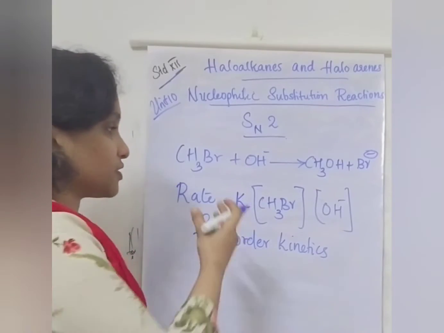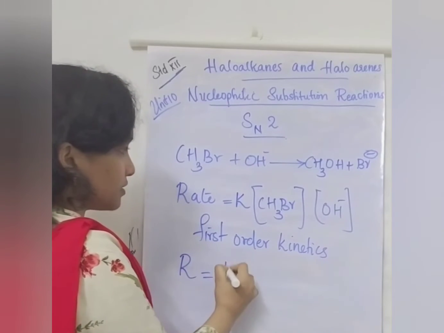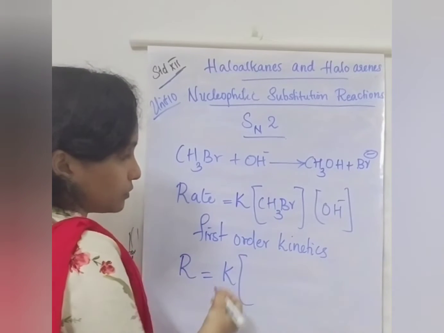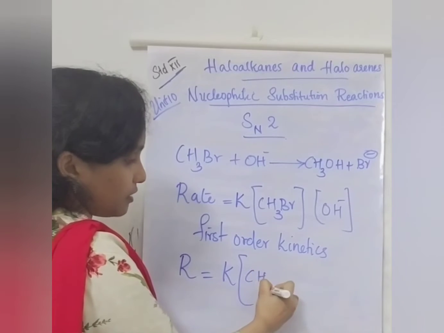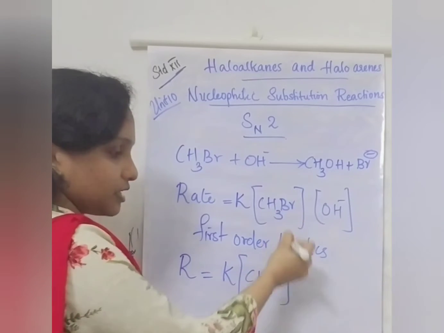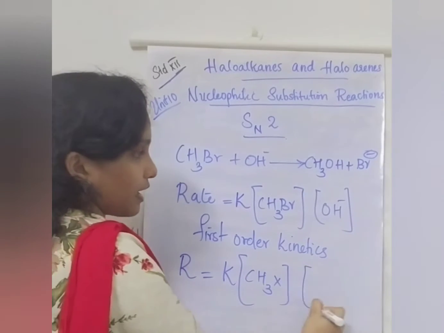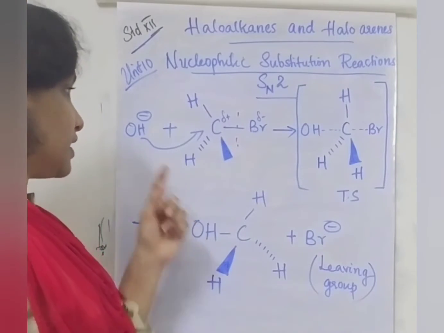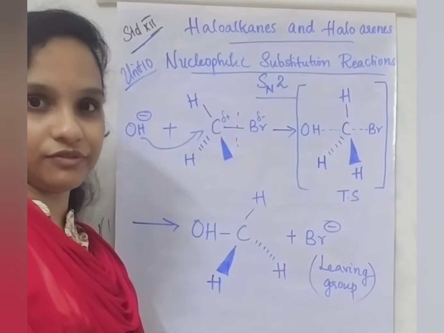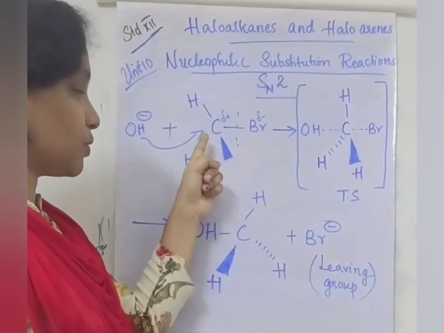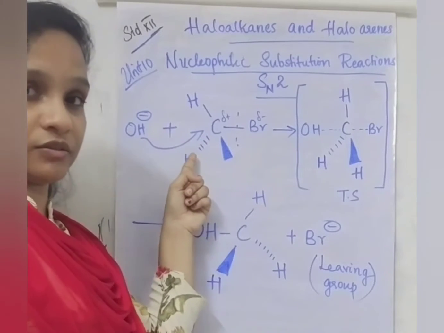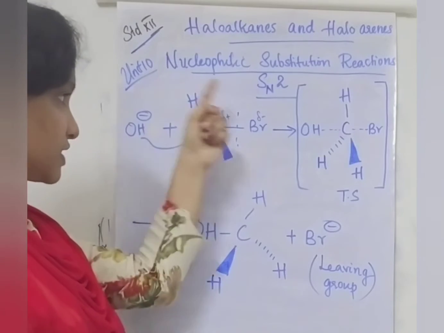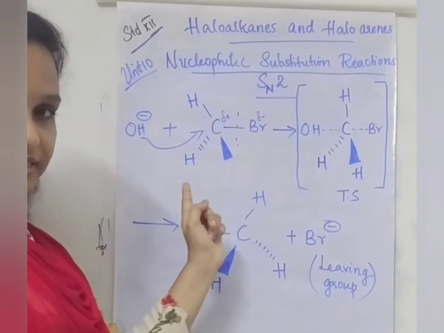Generally we represent this reaction as rate equals K into CH3X, right? Br we will write as X, and this is the nucleophile. In this mechanism, the OH minus, that is a nucleophile, attacks the partially positively charged carbon atom of this haloalkane from the back side.